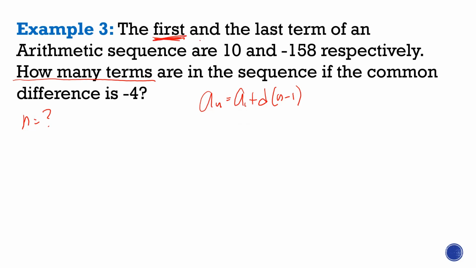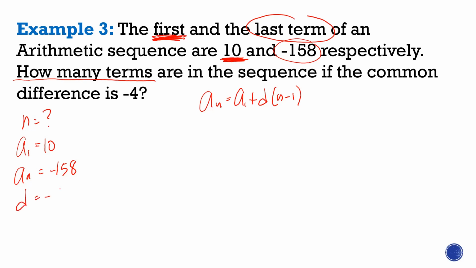So the first and the last term of an arithmetic sequence are 10. So first 10, that's your a1. And the last, negative 158, that's your an. Respectively, how many terms are in the sequence if the common difference is negative 4? So d is equal to negative 4.